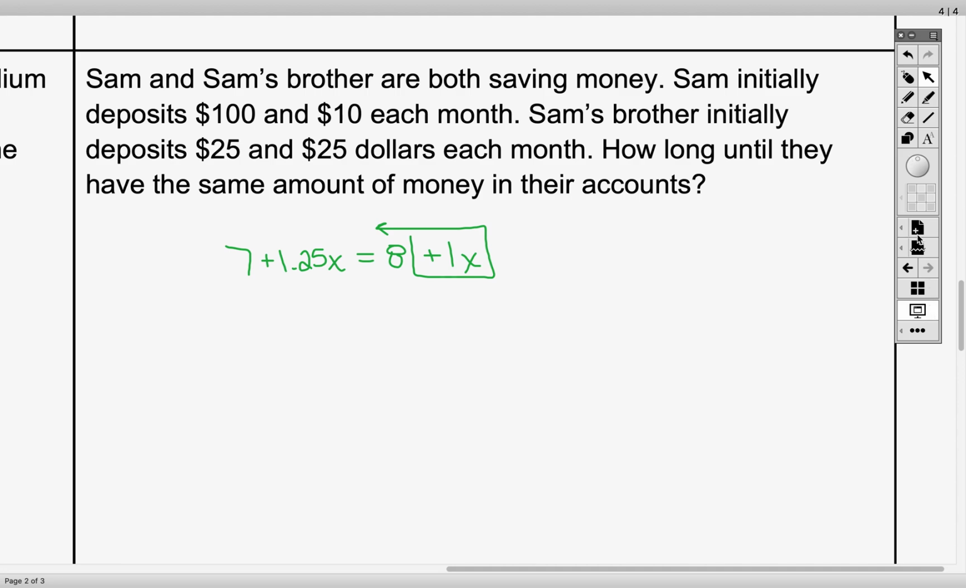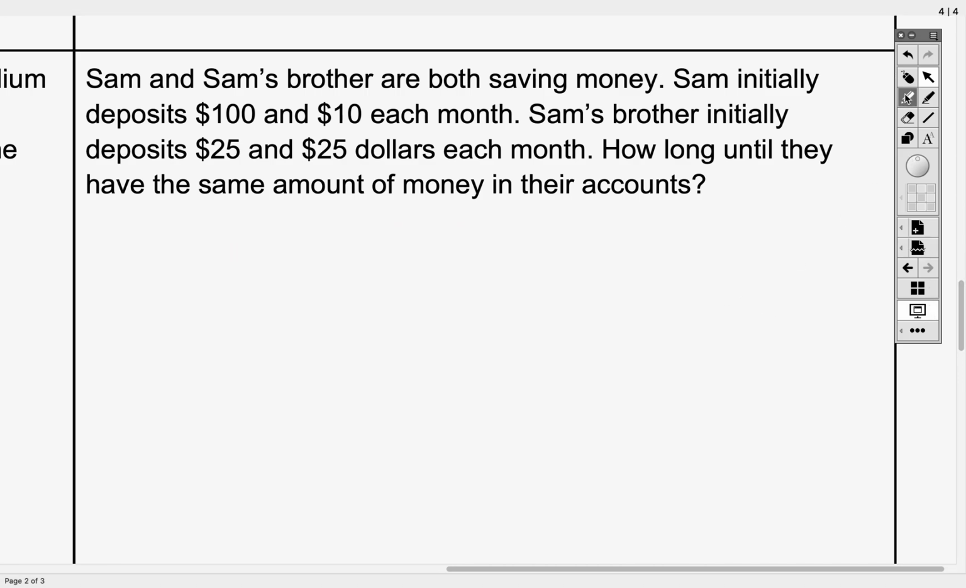And the last one. So it's $100 plus 10 each month and $25 plus 25 each month. Okay, that's all that you need to solve these.